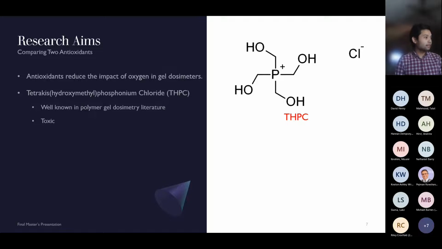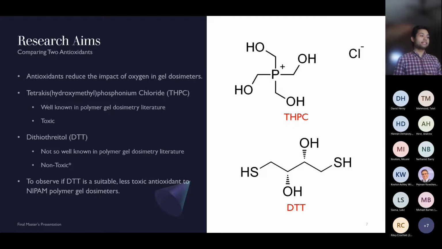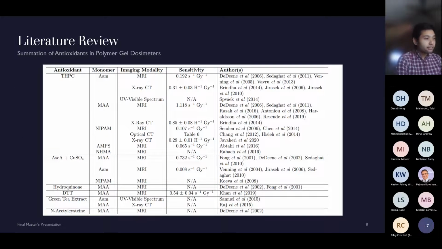Another antioxidant that is worth looking at is Dithiothreitol, or DTT for short, which is a sulfur type of antioxidant. It's not so well known in the gel dosimetry literature, but it has the main advantage of not being as toxic compared to, say, THPC. My main research aim is to observe if DTT is a suitable, less toxic antioxidant for NIPAM polymer gel dosimeters. I did a literature review which assessed all different types of antioxidants that have been researched.